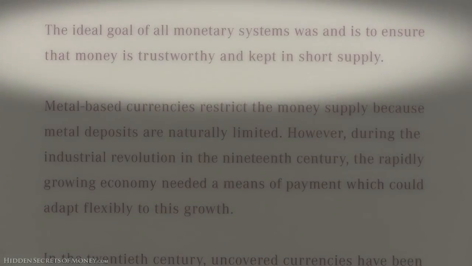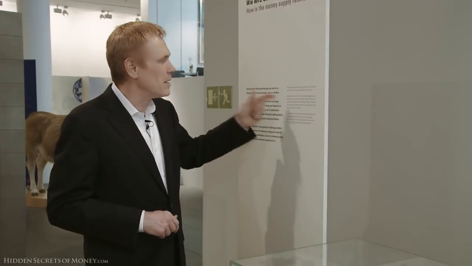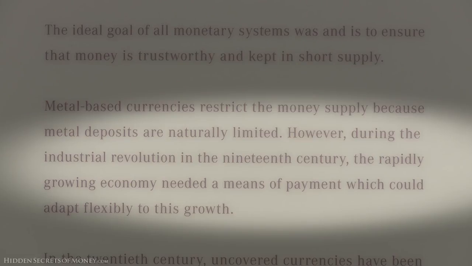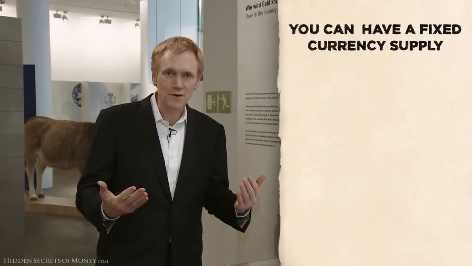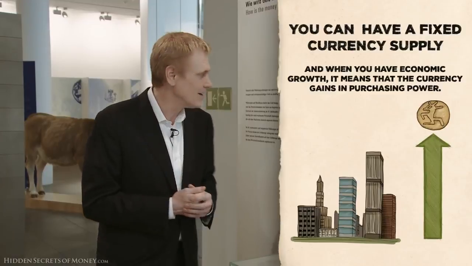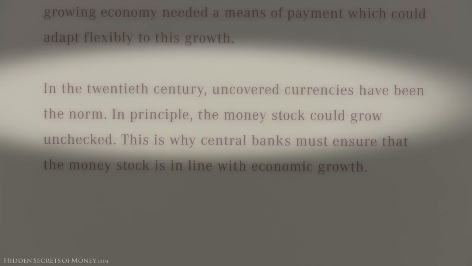This says the ideal goal of all monetary systems was to ensure that money is trustworthy and kept in short supply. Metal-based currencies restrict the money supply because metal deposits are naturally limited. However, during the Industrial Revolution in the 19th century, the rapidly growing economy needed a means of payment which could adapt flexibly to this growth. Baloney. You can have a fixed currency supply, and when you have economic growth, it means that the currency gains in purchasing power.